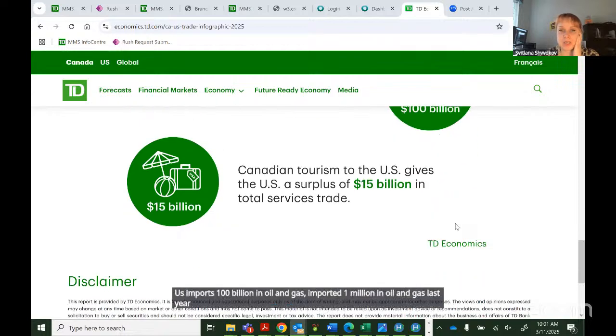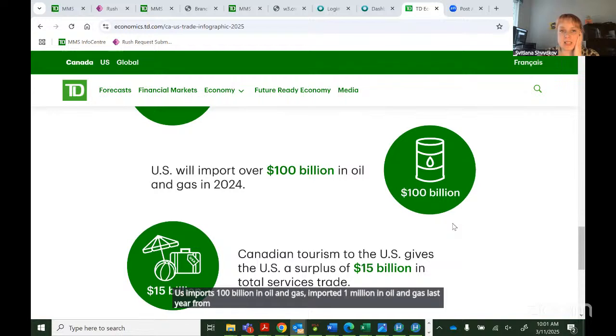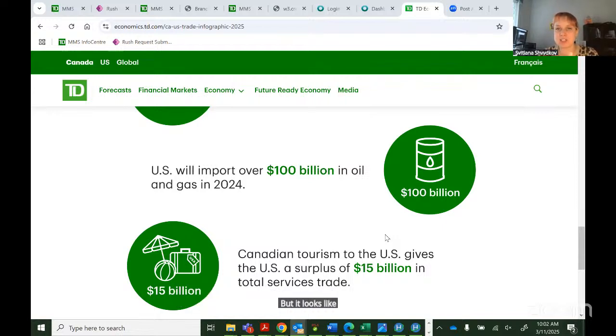The U.S. imports 100 billion in oil and gas from Canada last year, and us going to the U.S. brings them a lot of money as well. So they are connected to us, just like we are to them. So continuing this process will hurt both economies, but it looks like it's not going to be an easy road.